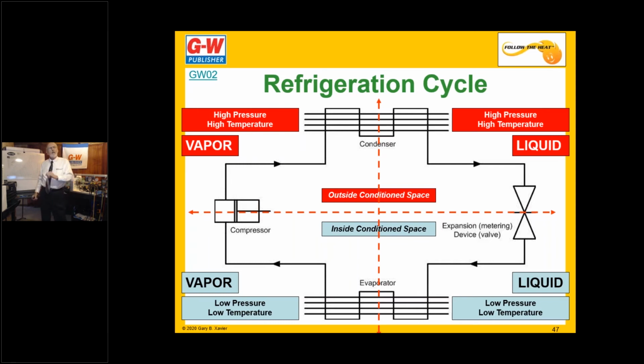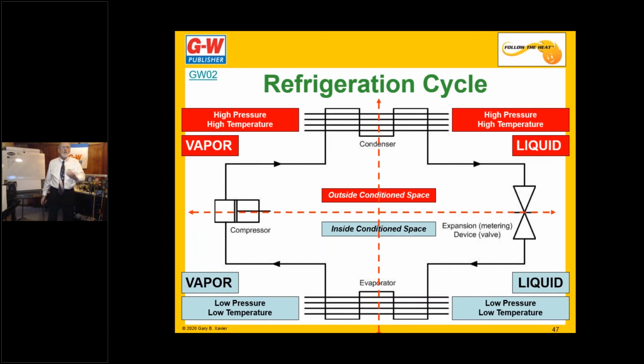In the bottom right corner, low pressure, low temperature, saturated liquid. In the bottom left corner, low pressure, low temperature, superheated vapor. In the top left corner, high pressure, high temperature, superheated vapor. And in the top right corner, high pressure, high temperature, subcooled liquid. So 4 corners, 4 quadrants to our cycle.